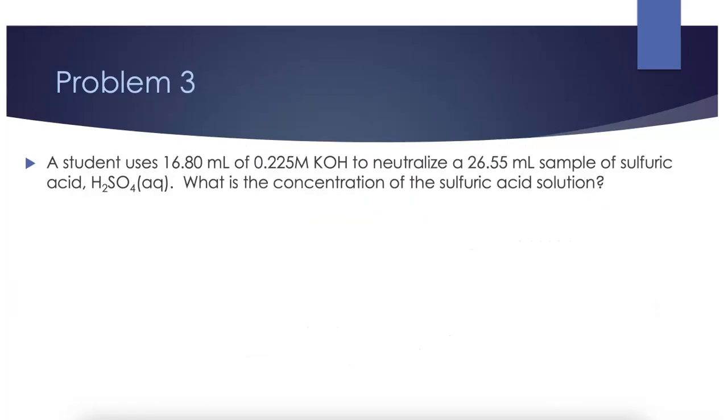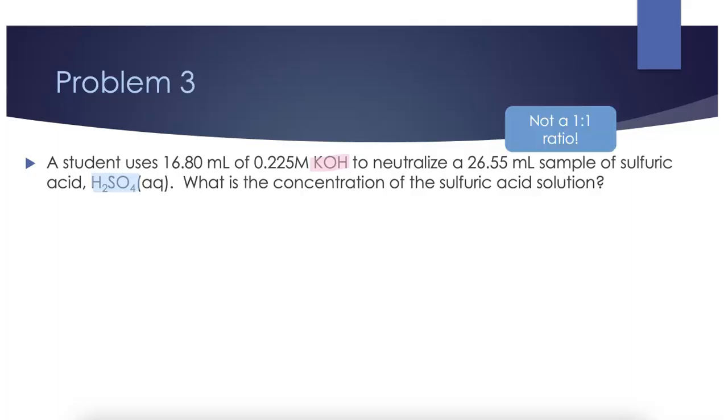One more problem. A student uses 16.80 milliliters of 0.225 molar potassium hydroxide to neutralize a 26.55 milliliter sample of sulfuric acid, H₂SO₄. What is the concentration of the sulfuric acid solution? So again, we have potassium hydroxide. There's one hydroxide in that formula. And I've got sulfuric acid. Sulfuric acid is a diprotic acid. There are 2 hydrogen ions.